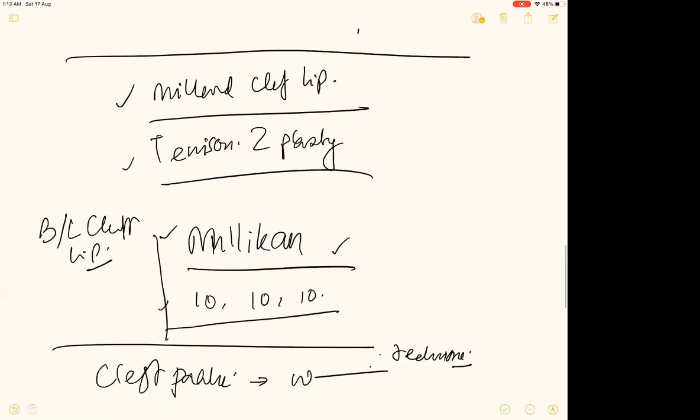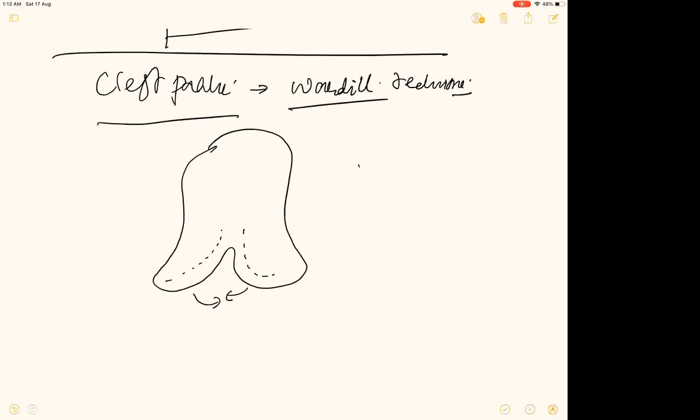Again the same thing, the rule of 10 applies for a cleft palate. It is 10 kg weight, 10 weeks of age and 10 gram percent of hemoglobin. So this is all about a cleft palate, and please remember that. That is something called Wardell's technique. So more or less I've told you about all of it.